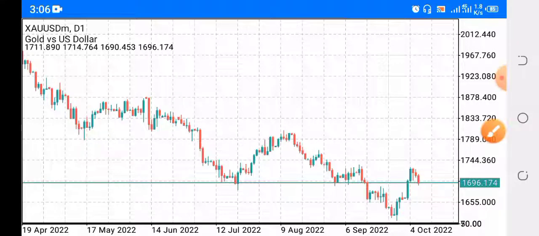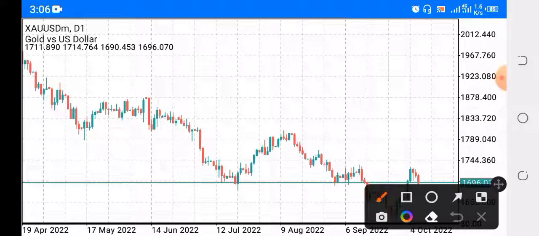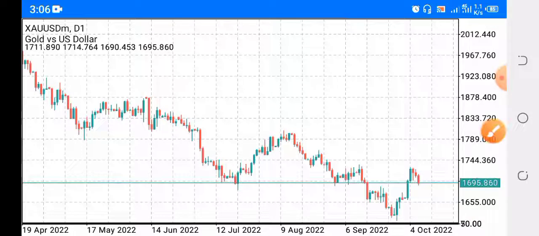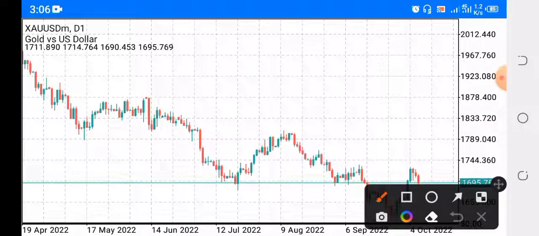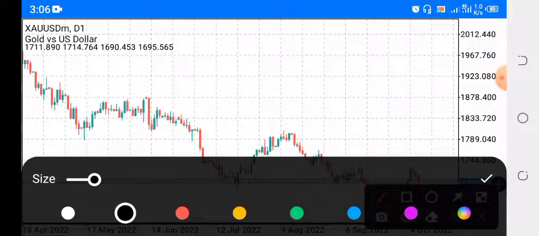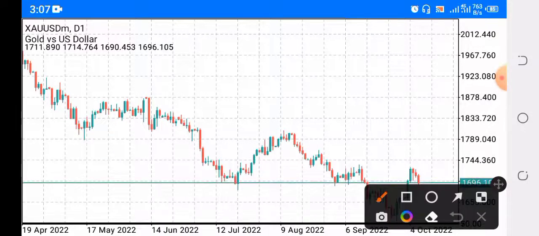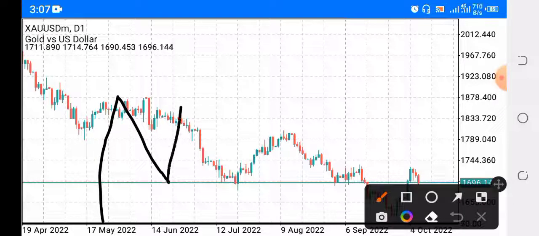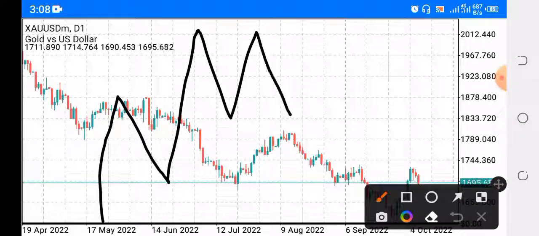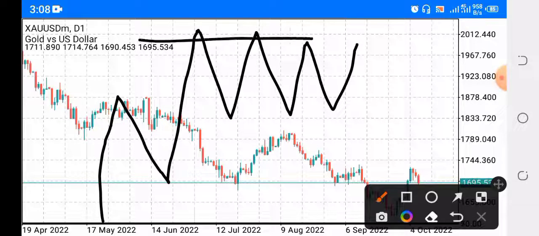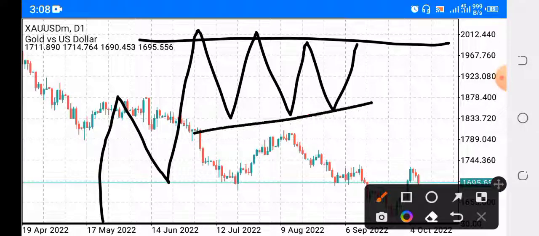And another thing is the wedge. Now that one is so hard for many traders to trace, but with the help of your trend line you can trade it. Then price starts doing something like 1, 2, 3, 4, 5, 6. After 4 touches, you draw your trend line like this.